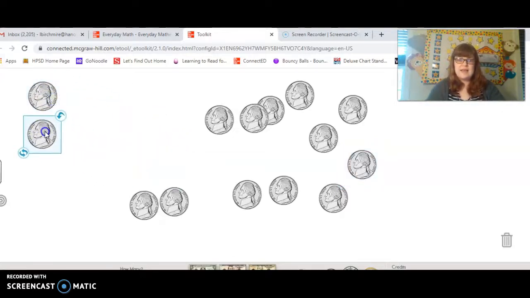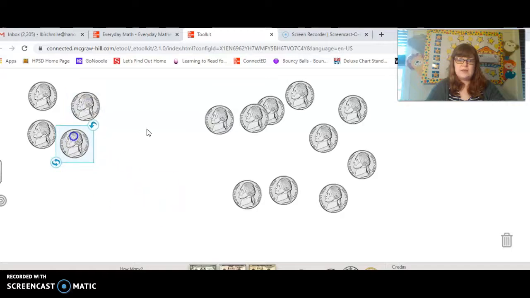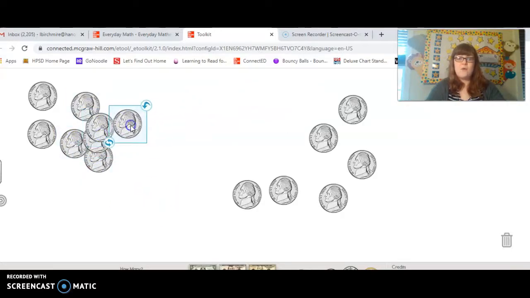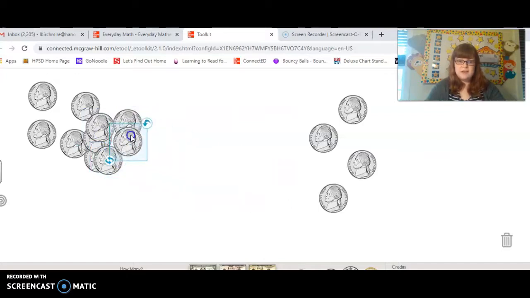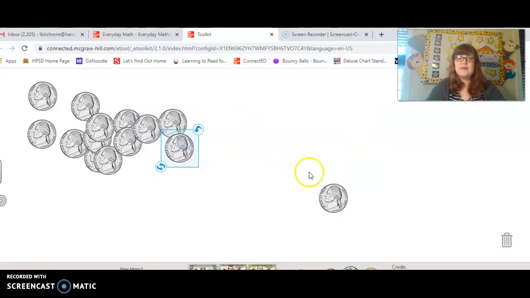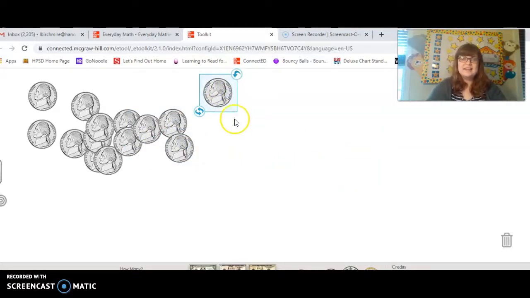5, 10, 15, 20, 25, 30, 35, 50, 55, 70. Ooh, 70 what? When we're talking about coins, 70 cents. We always want to label. It definitely makes a difference. Do I have 70 bananas? Do I have $70? Now that would be very different. We'd have to have dollar bills or a lot of nickels.